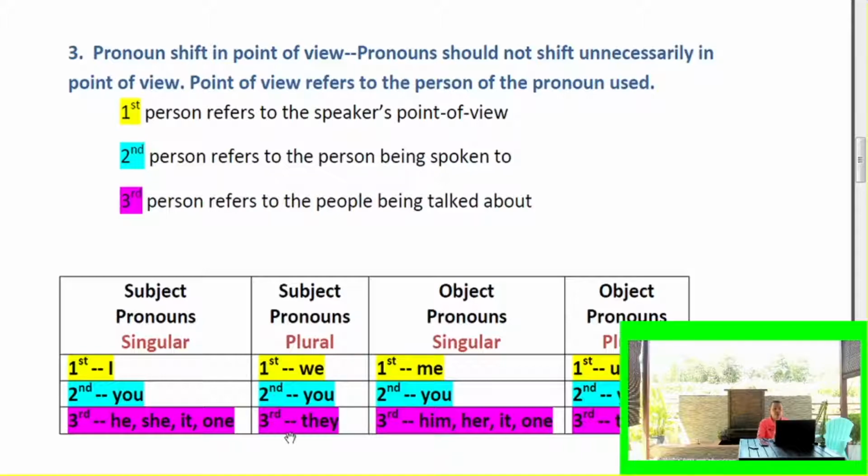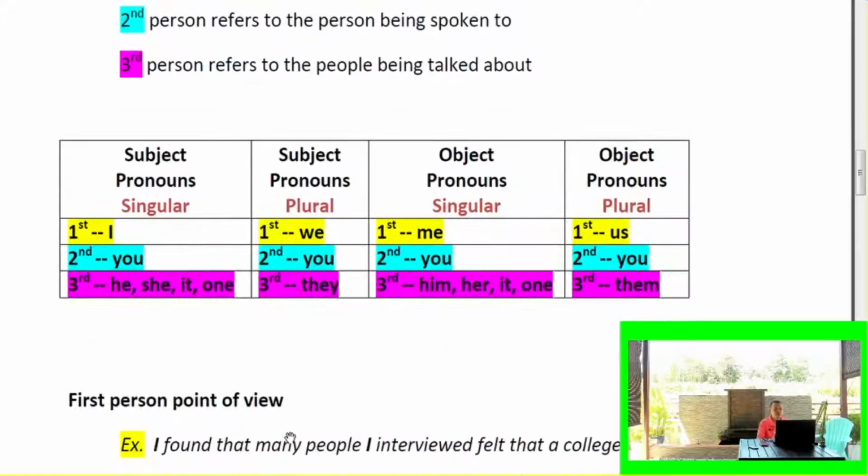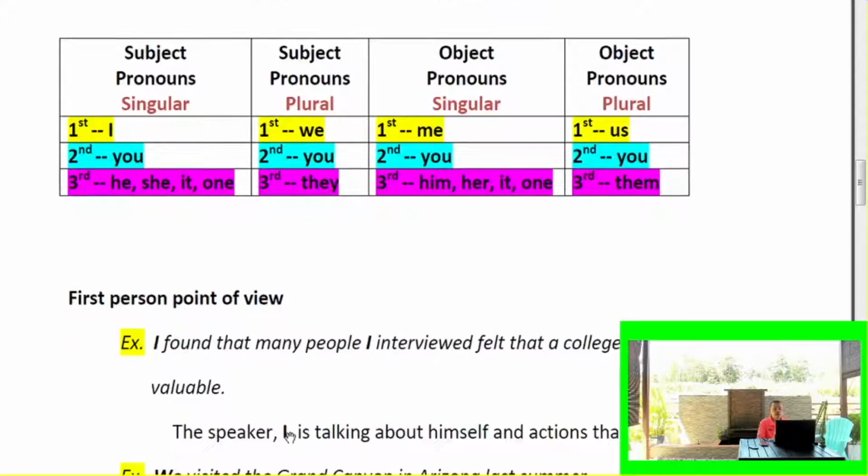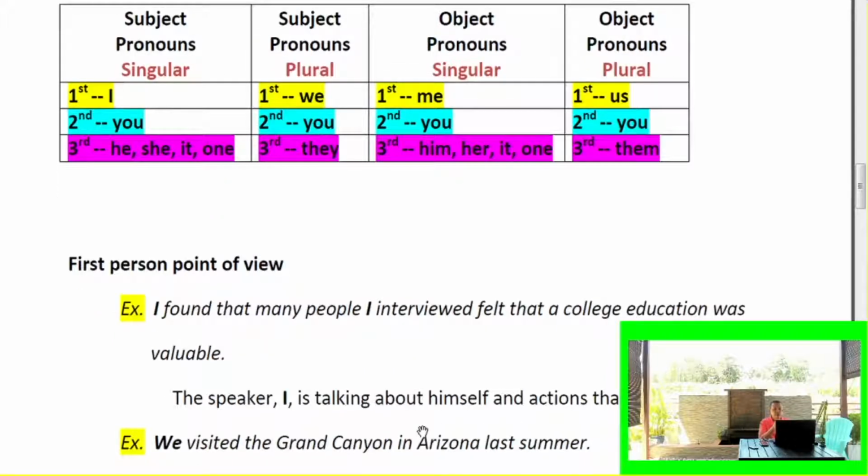So if you have an example here: I found that many people I interviewed felt that a college education was valuable. So the speaker is I, talking about himself and the action that he took. Okay, so when I use I, the object is also I interviewed.